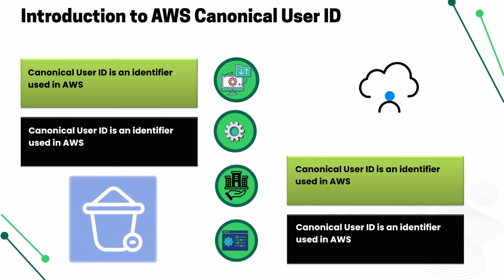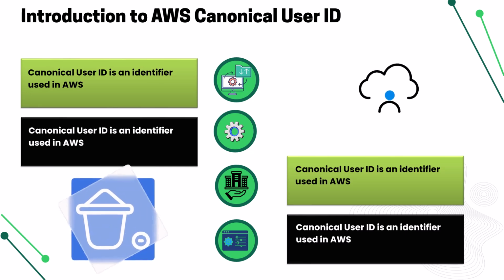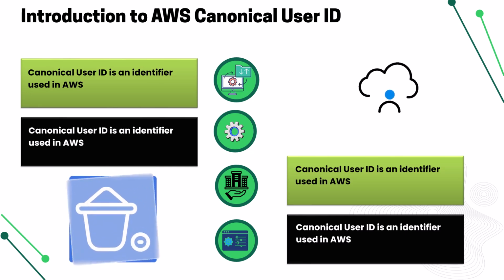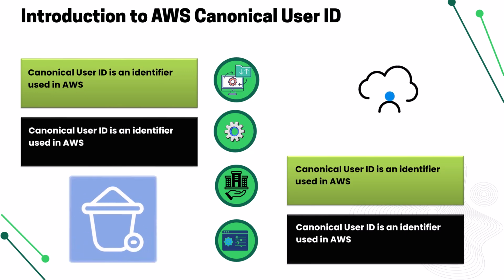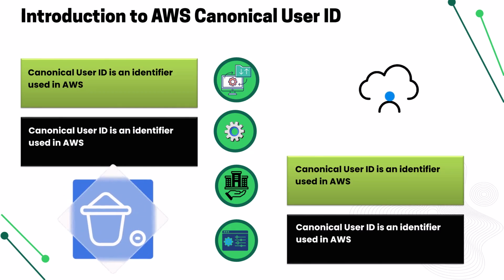Imagine a secret handshake that AWS uses to recognize you. That's your canonical user ID. It's like your AWS fingerprint, unique and essential for access control, especially in S3. We'll explore where this ID comes from and how you can find it, so you don't have to go on a scavenger hunt through AWS settings.